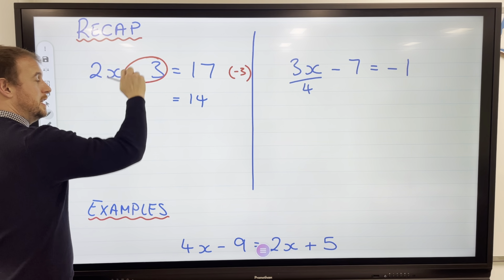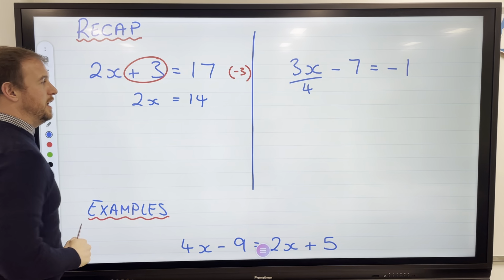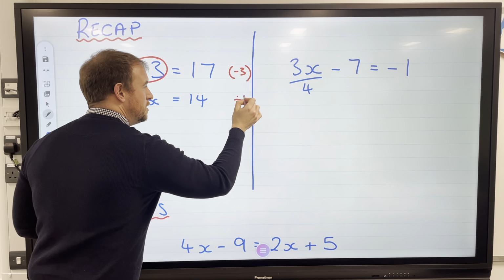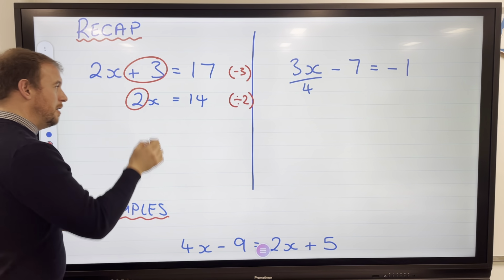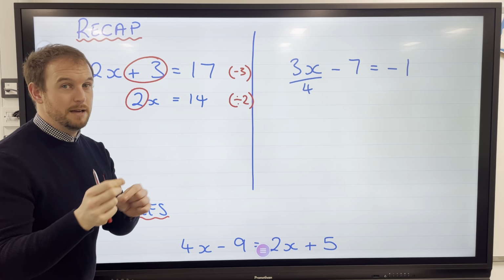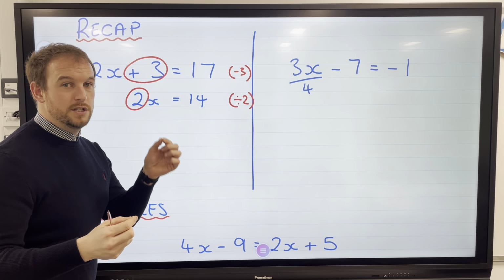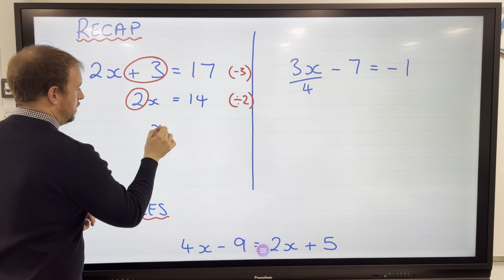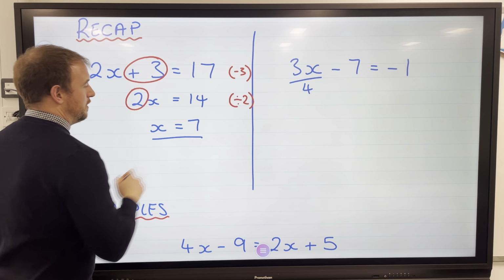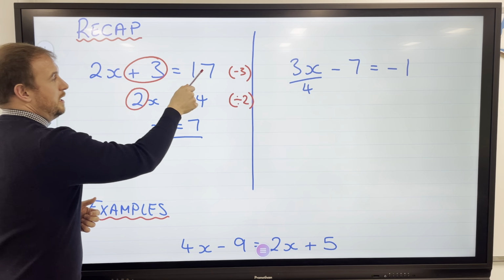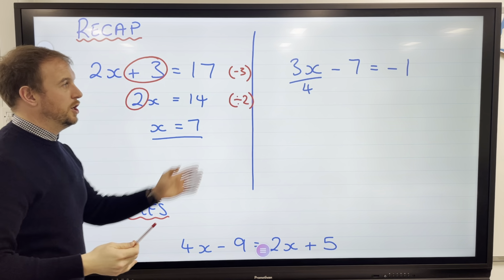If I've eliminated this part, I have 2x left here. To eliminate the 2, we need to divide by 2, okay? Because 2x, remember, is 2 times x, or x times 2, same thing. Inverse of multiplication is division. So divide by 2. So x equals 7. 2 lots of 7 is 14, plus 3 equals 17. It works.